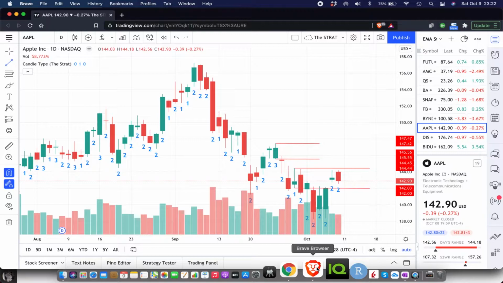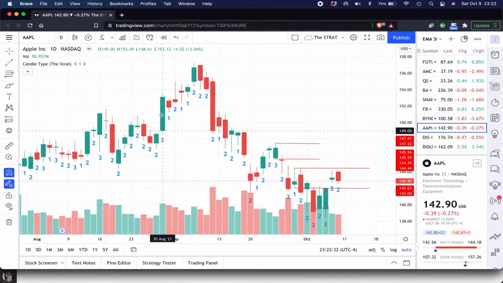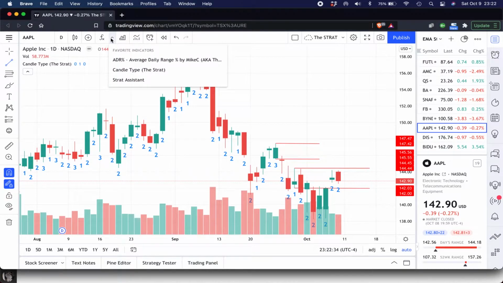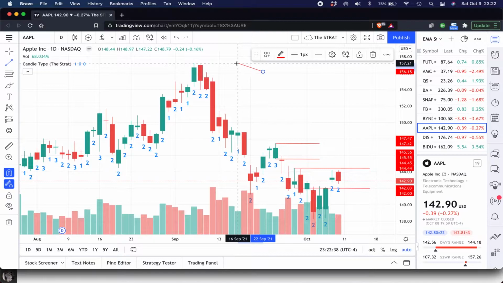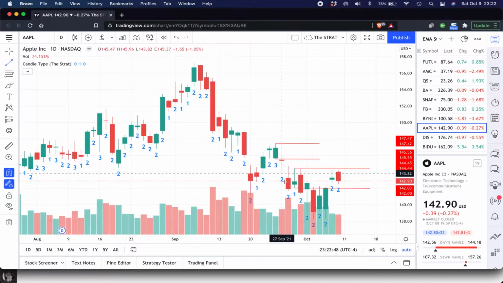And you don't have to manually do this, because in TradingView there is this indicator called Candle Type TheSTRAT, which I added, so that can be used to automatically generate this 1, 2, 3 bars for strat for any stock chart that you pull. So for now, let's go through 1, which is nothing but an inside bar. I've already marked the highs and lows for 1.